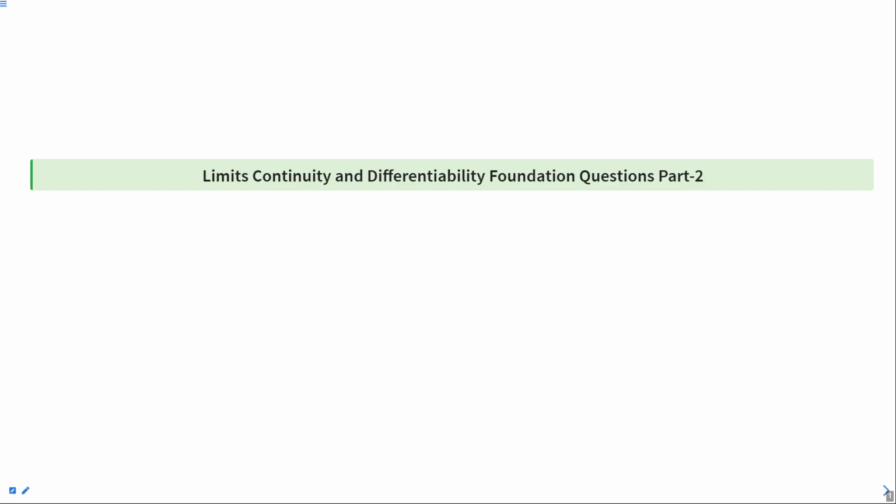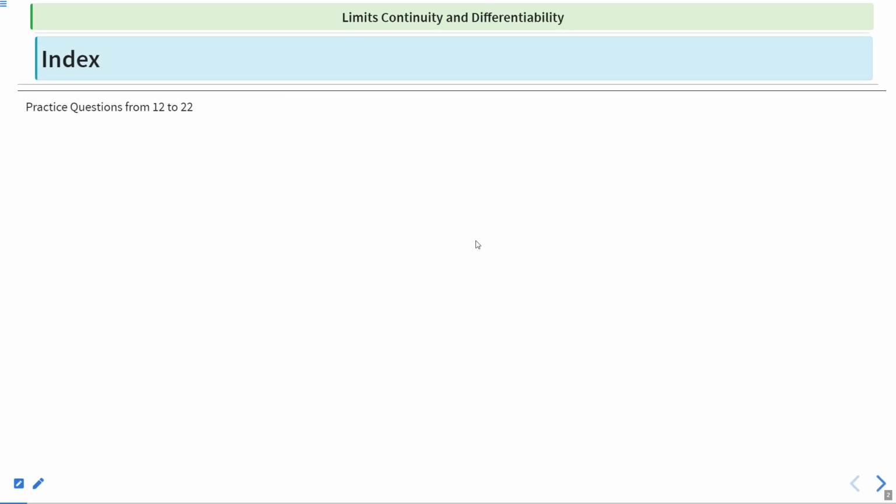Hello everyone. In today's class, we will see some more questions based on limits, continuity, and differentiability. So let's start. Practice questions from question number 12 to 22.